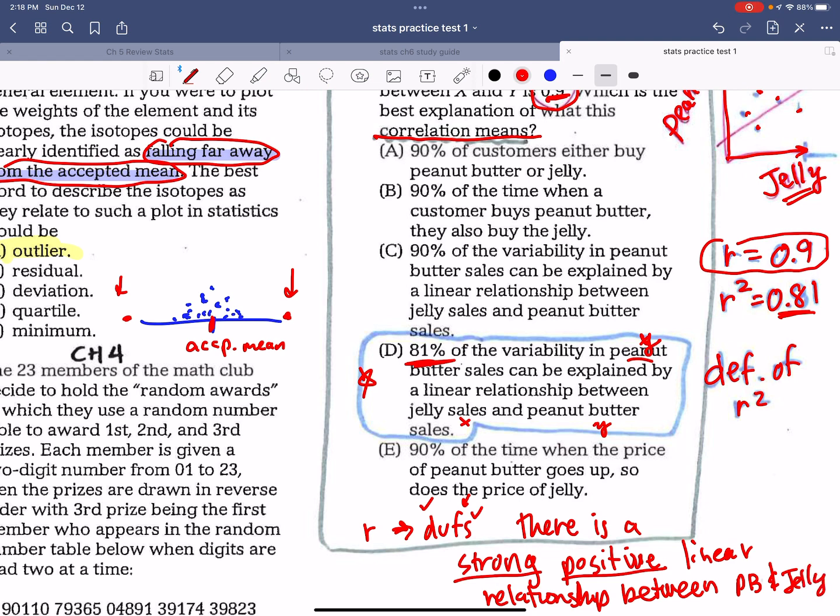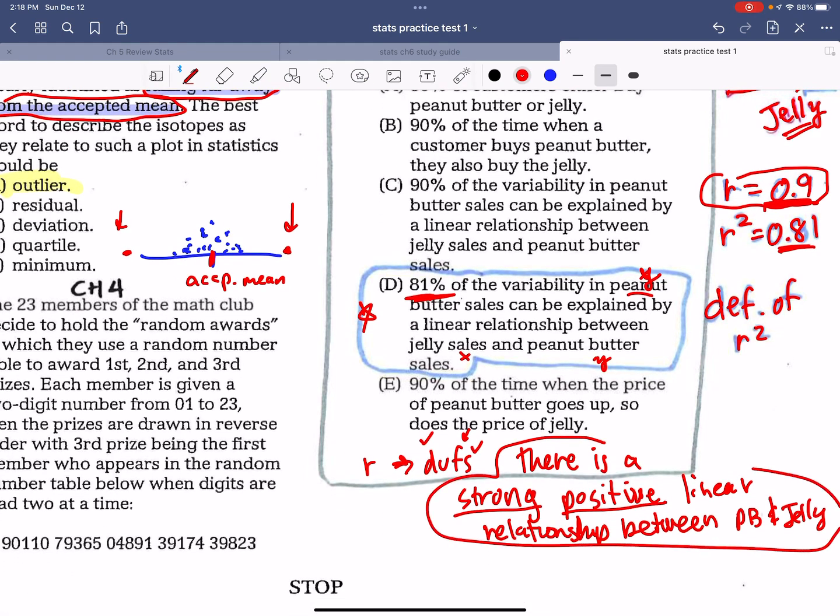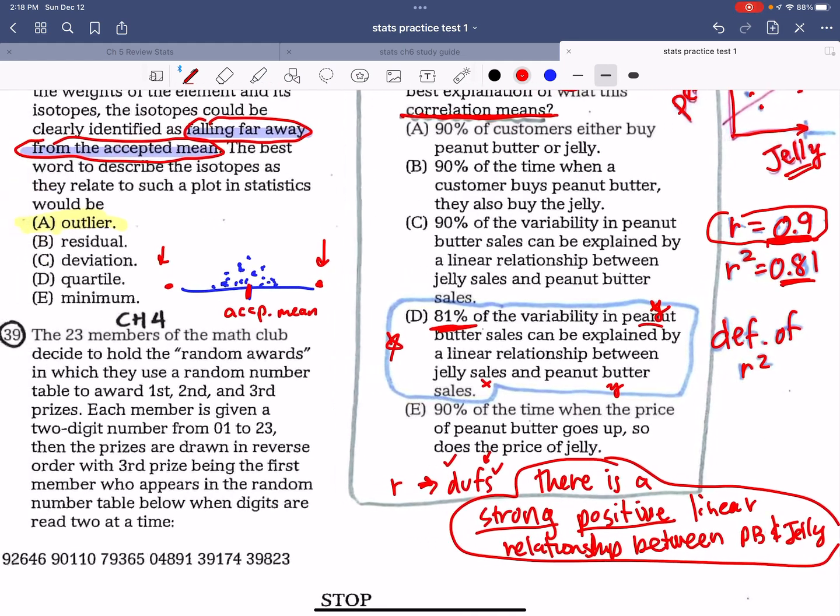So if they wanted to tell us what the correlation means and we're using R, this is what I would be looking for, and I don't notice that in my problem. So these other ones are just distractors. This wording is correct, but notice they use the number R, not R squared. All right, nice work.